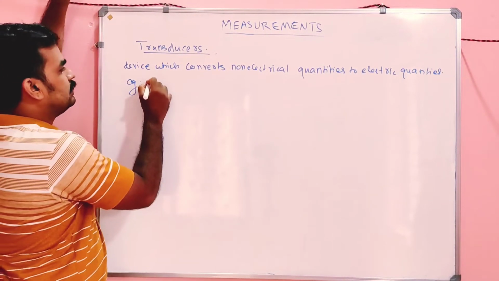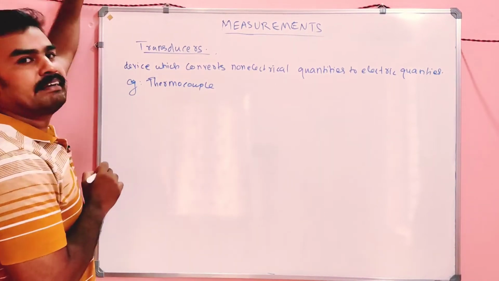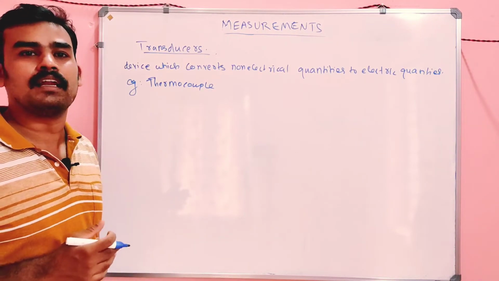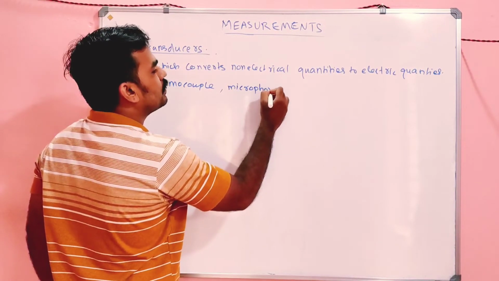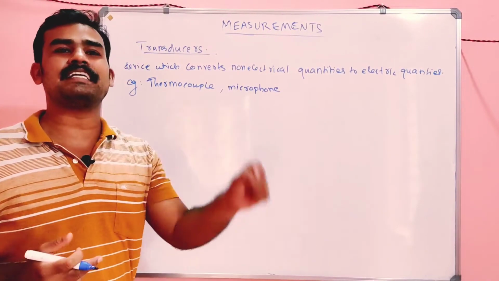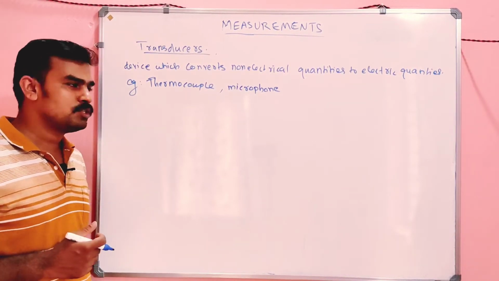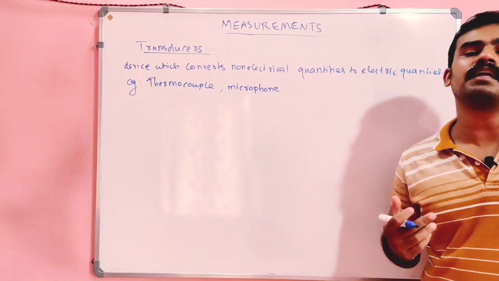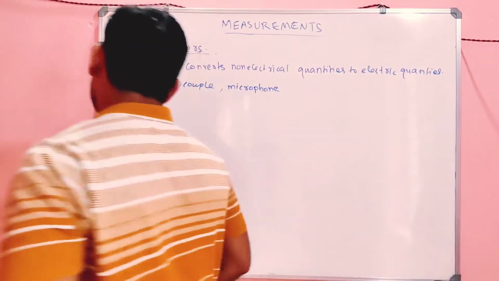For example, a thermocouple is an example of an electrical transducer, because it converts a non-electrical quantity into an electrical signal. Our microphone, or simply mic: our sound energy is converted into electrical pulses. So that is a transducer. Is it clear? Any device which converts a non-electrical quantity to an electrical quantity is called a transducer.